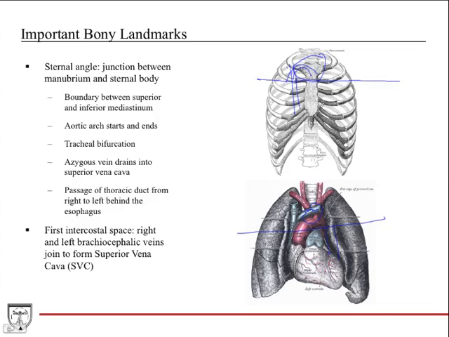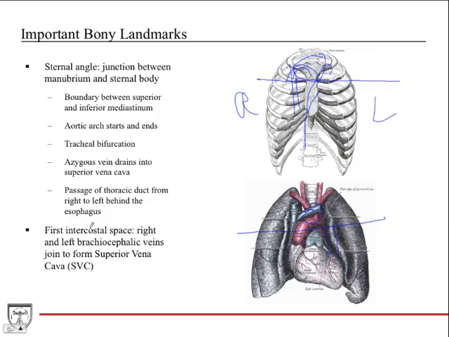It's also where the thoracic duct passes from the right to the left behind the esophagus. So it's traveling on the right side, and then it passes to the left because it actually ends up emptying into the left side. So, again, this is your right, this is your left. It's going up this side, and then it crosses over at the sternal angle to go behind the esophagus and then eventually drain into the systemic veins.